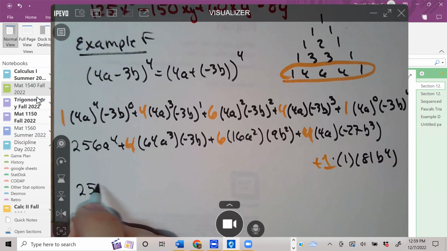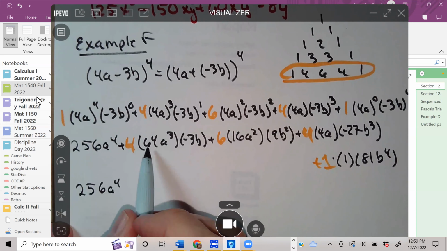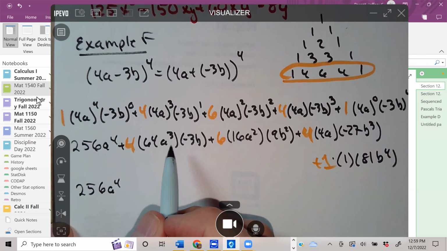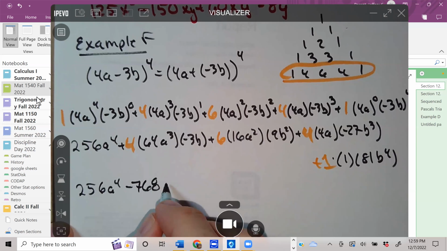256, a to the 4th. 4 times 64 is 256 times negative 3, negative 768. Yeah, negative 768, a cubed b.